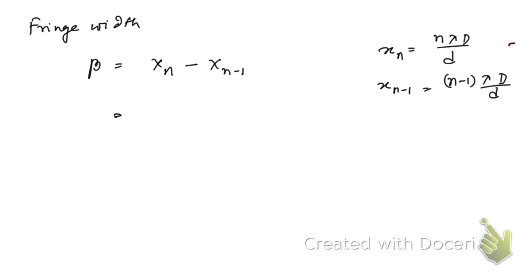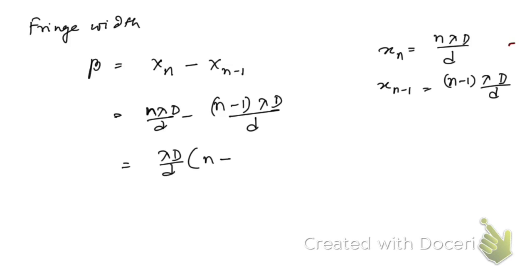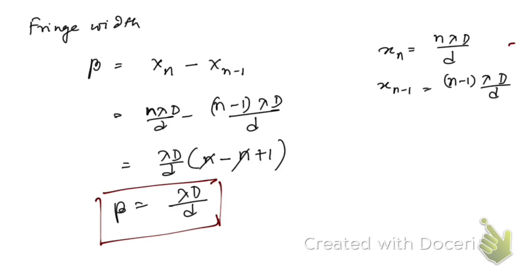So if you put this here, x lambda capital D by small d minus n into n minus 1, into lambda capital D by small d. If you take LCM, or if you take lambda D, capital D by small d common, then n minus n plus 1, right? Minus n gone, so we end up getting lambda D by small d. So this is the fringe width. Okay, so hope you have understood this.